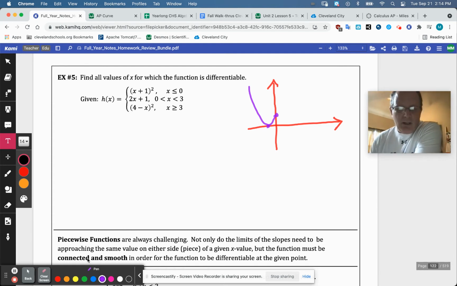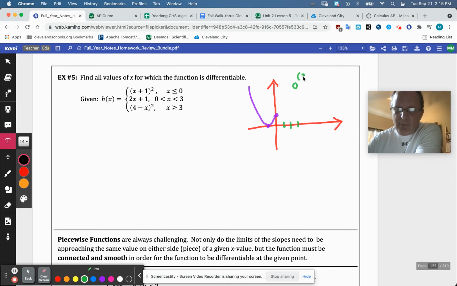Now, the next part is the line 2x plus 1. Here's the thing. If this is to be differentiable, then not only do they need to hit each other at the same place, but the slopes entering from the left and from the right also need to be the same. In other words, was this a nice ramp that somebody made? So I had a hill here, and then they made a ramp that I'm going to put in green, going to (3, 7) with an open circle at 7.